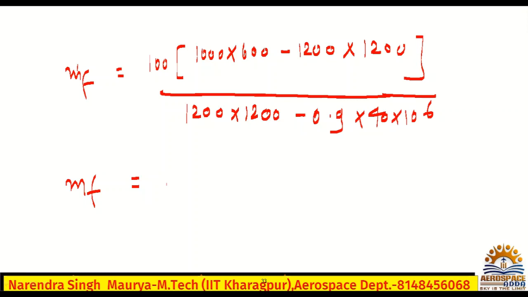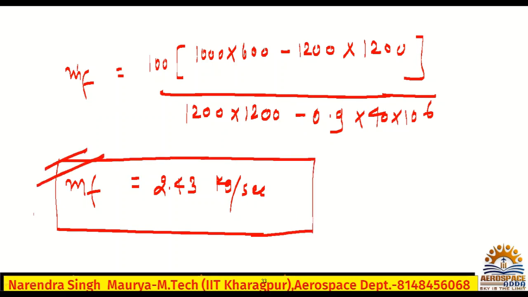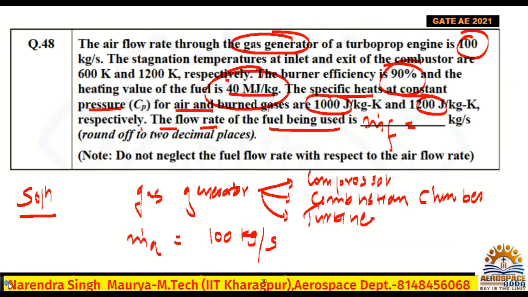Into 100. It is 2.43 kg per second. This is the answer, 2.43 kg per second, unit is given.